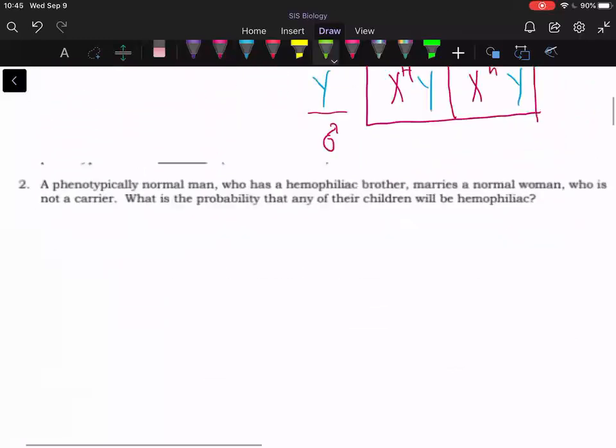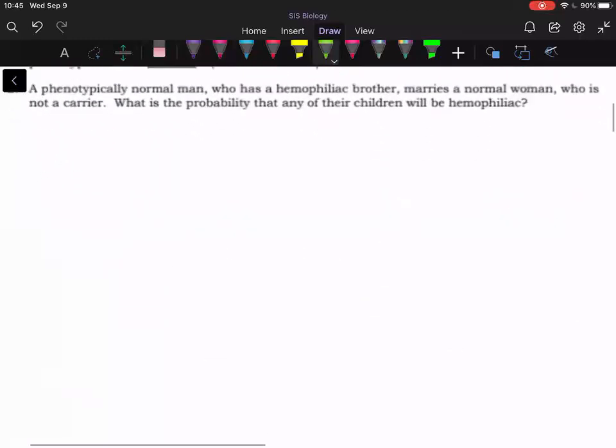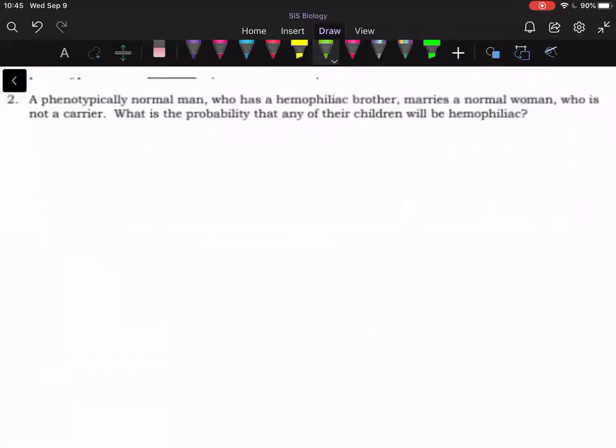Let's move on to number 2. A phenotypically normal male. So let's highlight the parts that are important. A phenotypically normal man who has a hemophiliac brother marries a normal woman who is not a carrier. Okay, so that's important, not a carrier. What is the probability that any of their children will be hemophiliac?